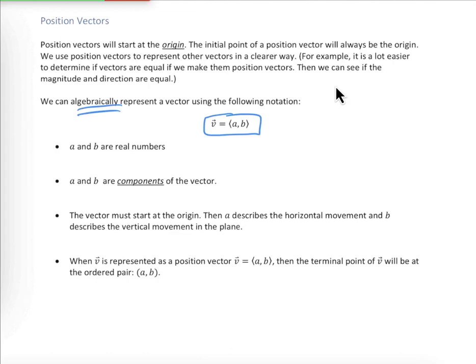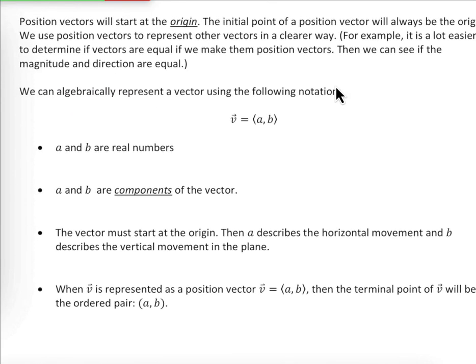We definitely need a way to algebraically represent a vector because our ability to graph a vector or draw clear pictures is not always going to be as good. So the notation that we're going to use here is these pointy brackets. If we have soft brackets like this, we're talking about an ordered pair on the Cartesian plane. But if we have pointy brackets outside our A and B values, what we're talking about is a position vector that is centered at the origin and terminates at that ordered pair.